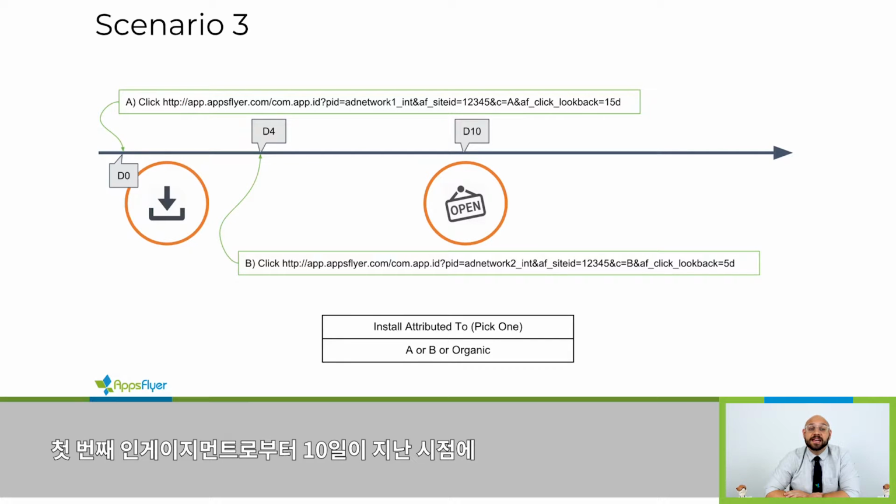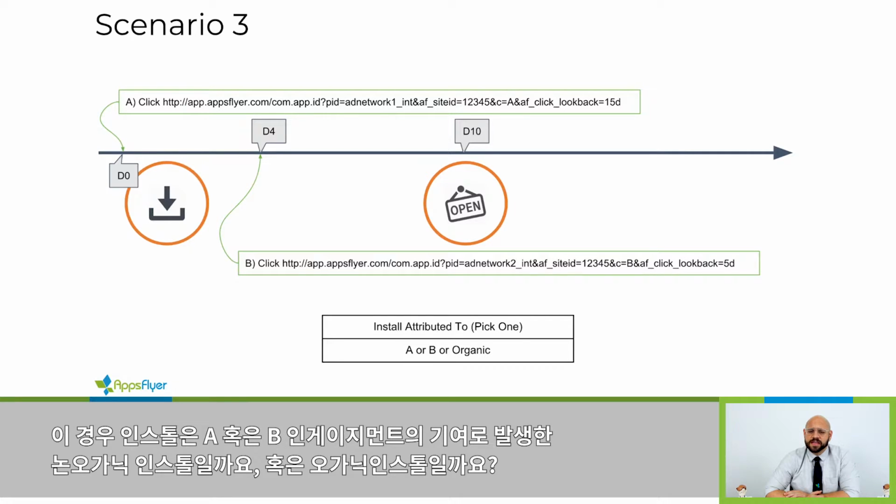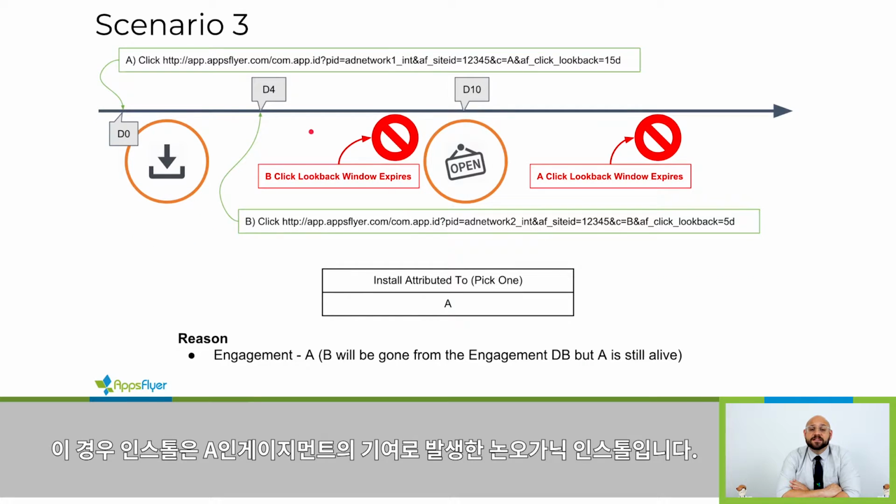It's only 10 days after the first engagement that the user goes onto their phone and actually opens up the app for the first time. In this case, should the install be attributed to A, B, or organic? In this case, the install should be attributed to A.